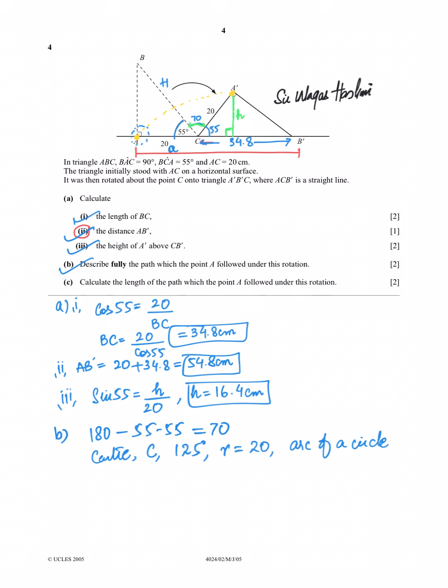Alright, after that part C, it says calculate the length of path which the point A followed under this rotation. So that length is basically the arc length, and that is arc length of a sector. So the working formula we have is angle divided by 360 multiplied by 2 pi, and the value of radius we have, it's 20. So that gives you the value of 43.6 centimeter, and that is your final answer.